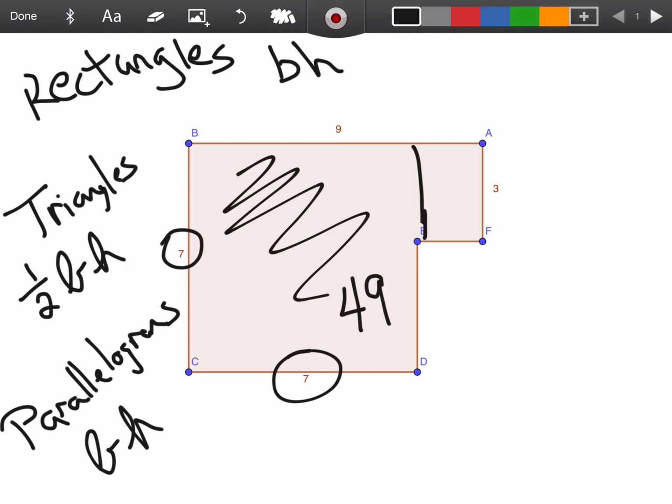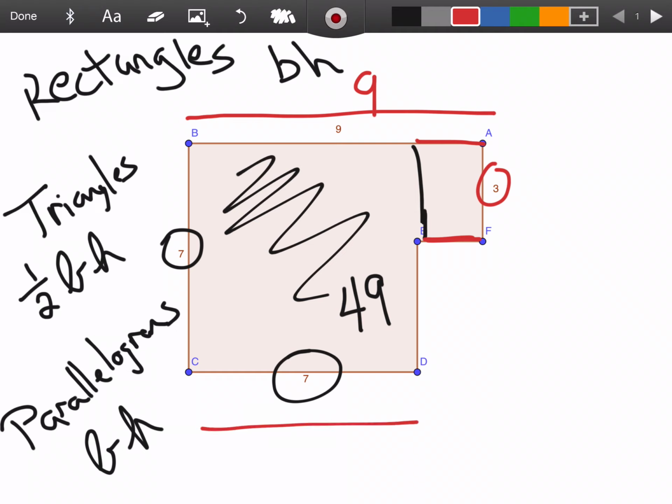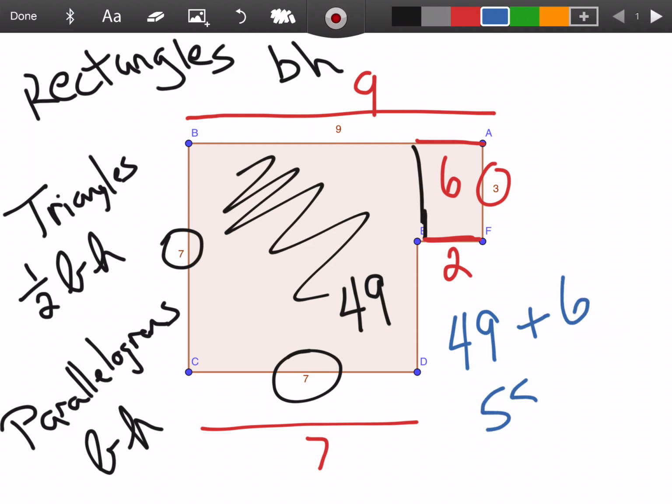Now we have to jump over to our smaller piece, which is a little more complex. We can see that it has a height of 3, but we don't really know how big this section is right here. But we do know the entire length is 9, and we just used 7 of that amount, which means we're left with 2. Therefore, we're looking at a rectangle with dimensions of 2 by 3, a base of 2, a height of 3, which gives us an area of 6. And finally, we need to take our 2 values. So we're going to take our 49 area and we're going to add our 6 to it to get a total of 55 square units.